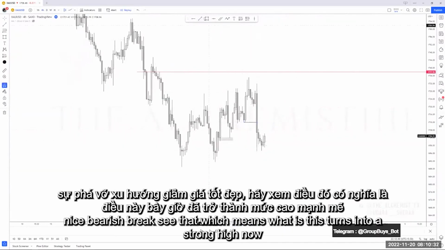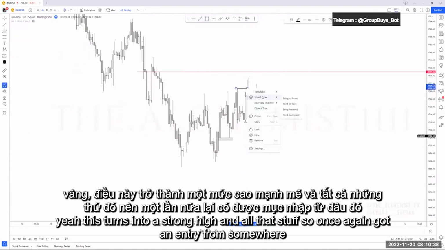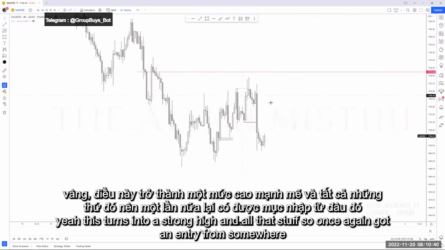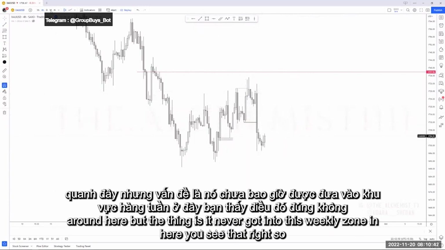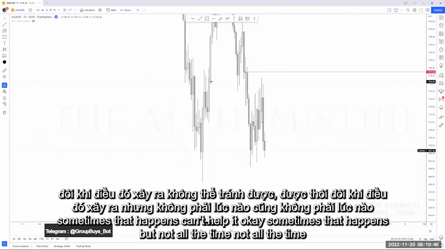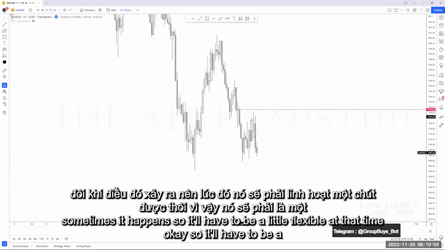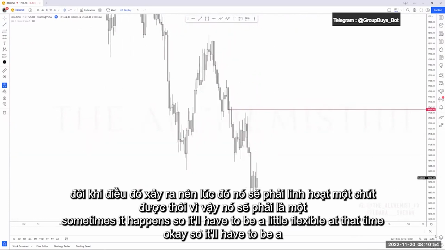But then now clearly we have gotten a nice bearish break. See that, which means what is this? This turns into a strong high and all that stuff. So once again, got an entry from somewhere around here, but the thing is, it never got into this weekly zone in here. You see that, right? Sometimes that happens, can't help it, but not all the time. So you'll have to be a little flexible at those times.